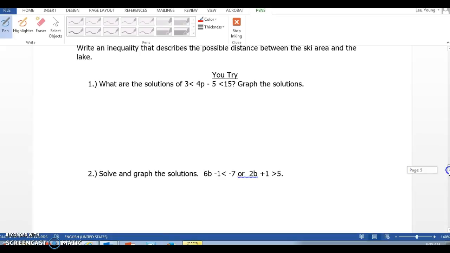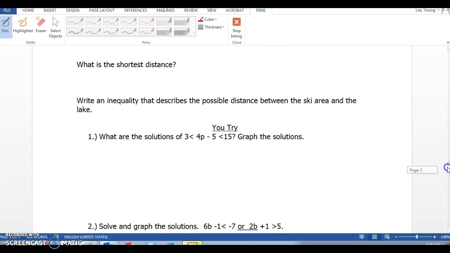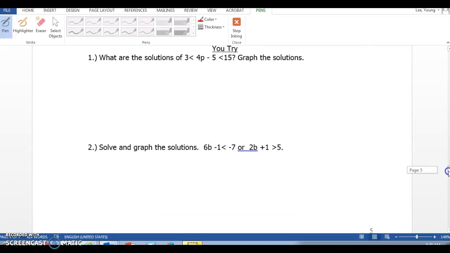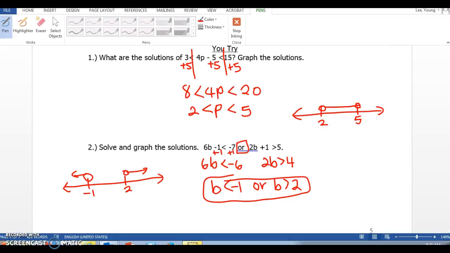So we'll do the word problems in class. Example E, I want everyone to stop the video and try number 1 and 2. Once you're done, you can check your answer. Okay, now you can check your answer.